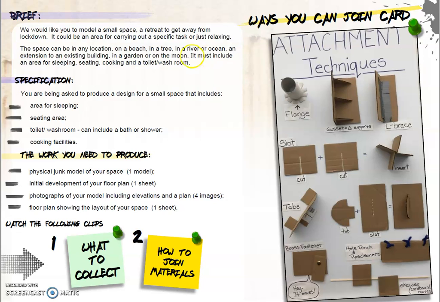The specification outlines what you have to produce for this, the things it must contain. We've also got the evidence requirements that you have to produce. This is what we want to gather at the end to show that you've been successful. We want a model, we want an initial floor plan sheet, we want some photographs of the model that you make, etc. Again, there are a couple of post-it notes down here to help you with what to collect, and then another one to show you how to join materials together.